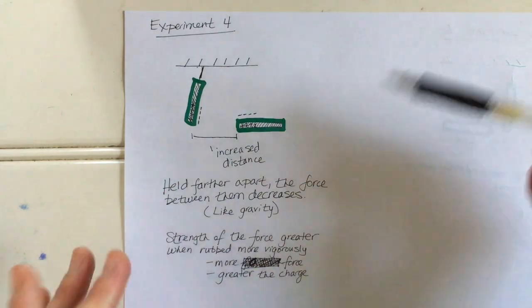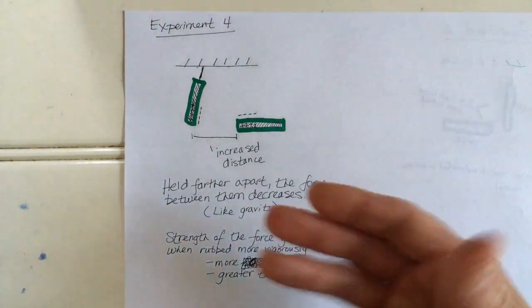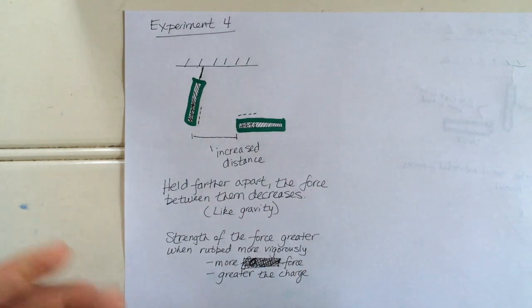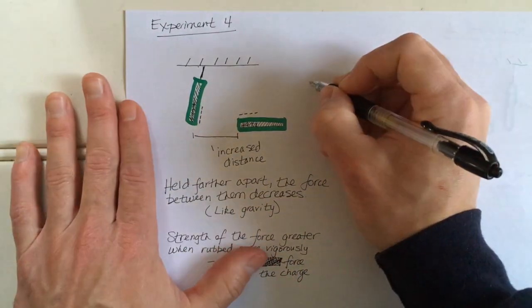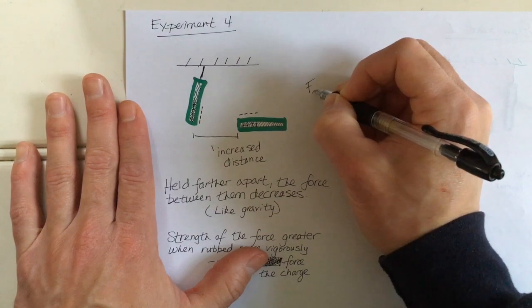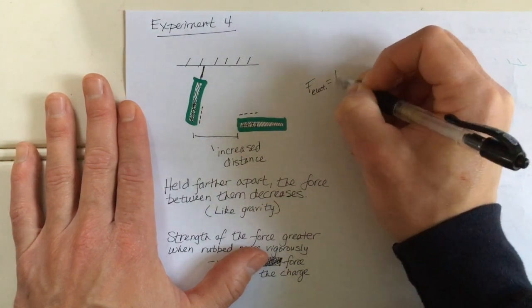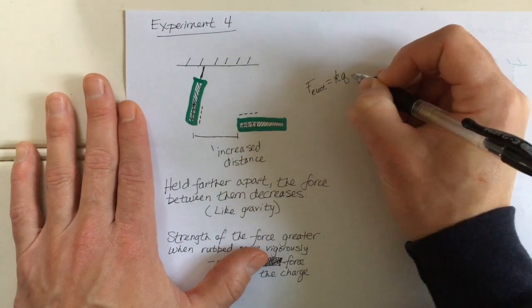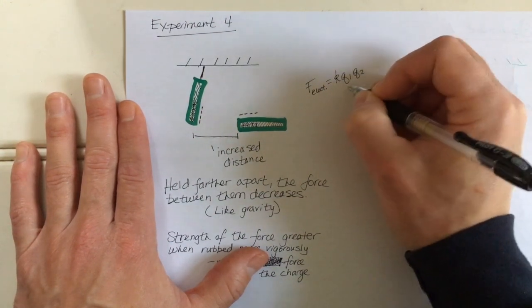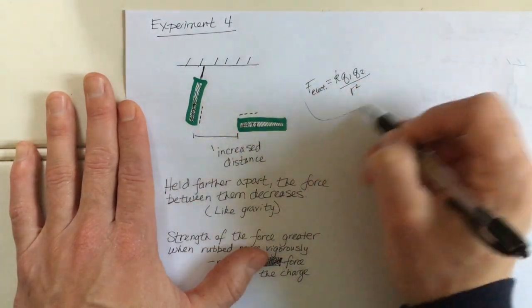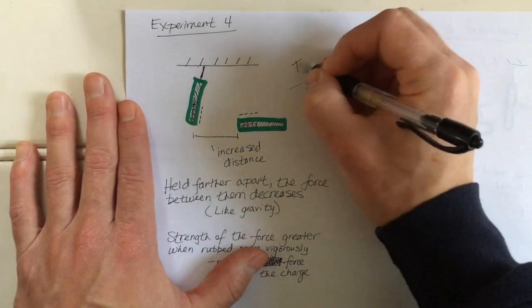Okay, so that's kind of sounding like the larger the mass, the greater the force of gravity, the larger the charge, the larger the electric force. And that actually ends up being true because we'll learn later that Coulomb's law, which is the electric force, is equal to some constant k times the charge of object one times the charge of object two divided by the distance from center to center. Aha, it looks very much like the force of gravity.